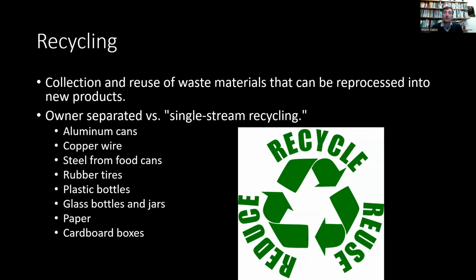Many things can be recycled. Not everything is recycled, but of the things that can be recycled, we think of aluminum cans, copper wire, steel from the food cans, rubber tires, plastic bottles, glass bottles, paper, cardboard, etc. Other things such as styrofoam and many other products are recyclable. However, they rarely get recycled because it's very expensive to recycle that material, and very cheap to create that material from scratch. So the economics really play a big part in this process.